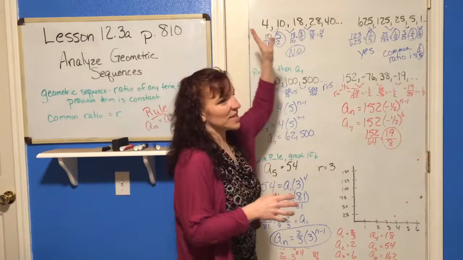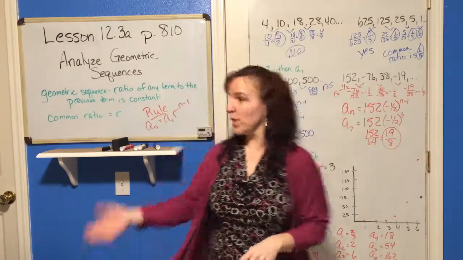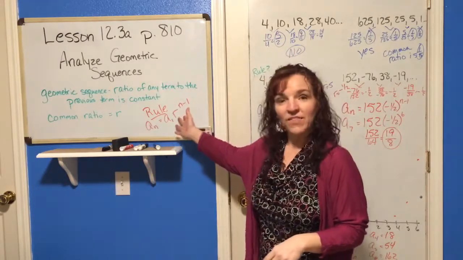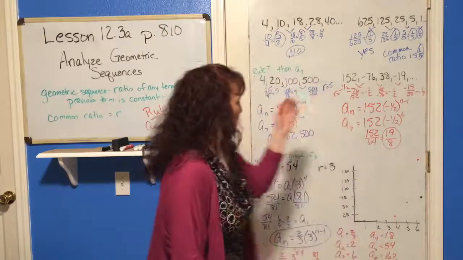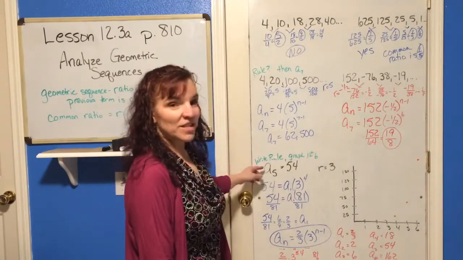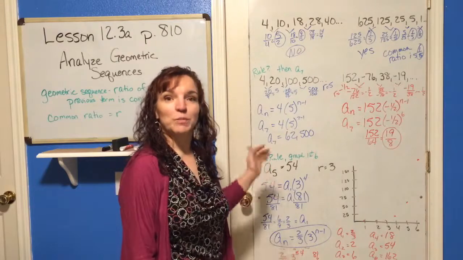So geometric sequences have a common ratio. Once you find that common ratio, you can put the first term and the common ratio in to come up with the rule. If you have a term that is not the first term, you can find the first term and plug it into the rule.